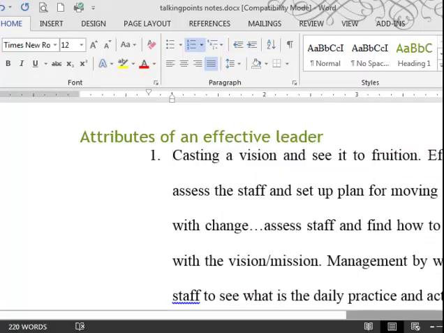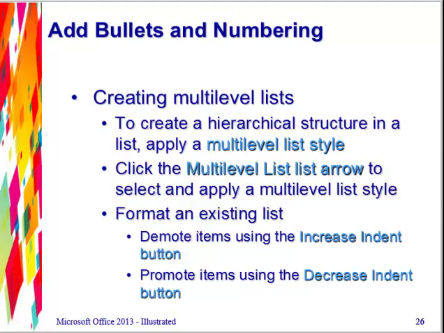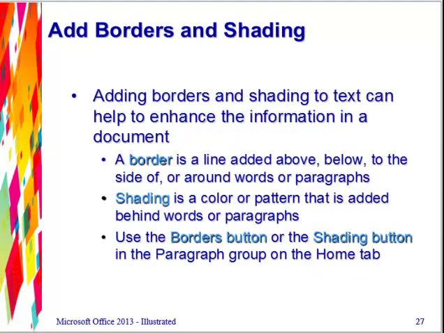Let's go back to the slides. So we're looking at bullets and numberings are real easy to add to your document. Once again, like I was just saying, you do the multi-level listing. You can use that drop-down arrow to pick that multi-level list.